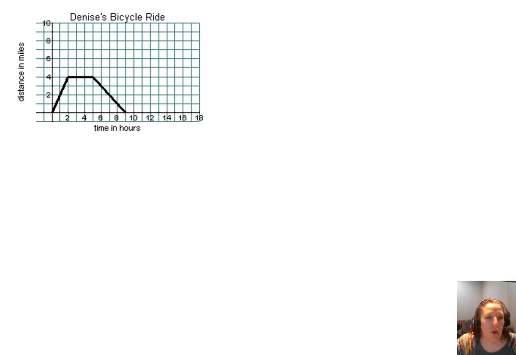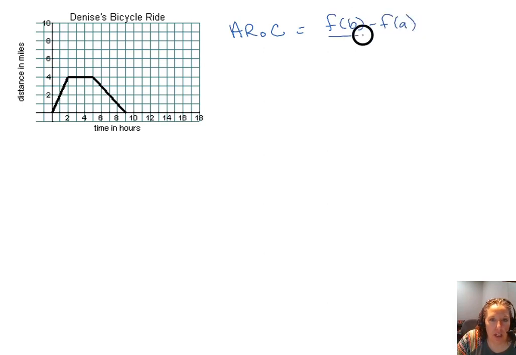Hello. In this video we're going to look at rates of change using a graph. It's the same basic approach of finding the average rate of change, that's going to be f of b minus f of a over b minus a. We're going to use the same idea, but instead of being given the equation of our function, we're going to look at a graph to find those y values.